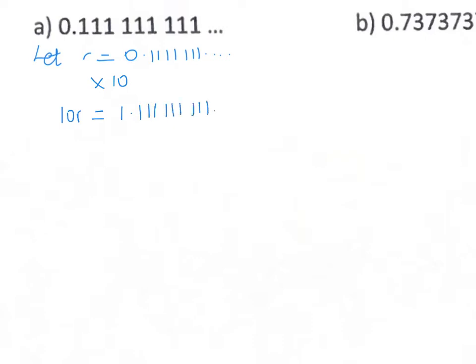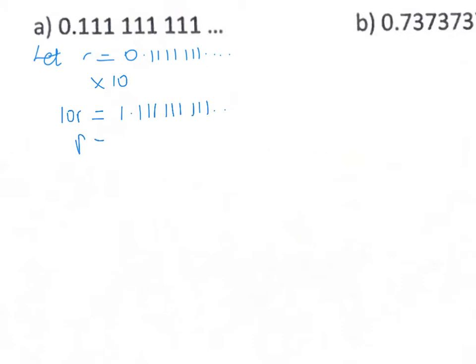So we have a few more examples here to look at, and the first one is 0.111111111. The first step we have to do is say let R equal 0.111111, and so on. There's one repeating digit, the 1 is the only thing that's repeating, so we multiply by 10 and we get 10R equals 1.11111111, and so on.